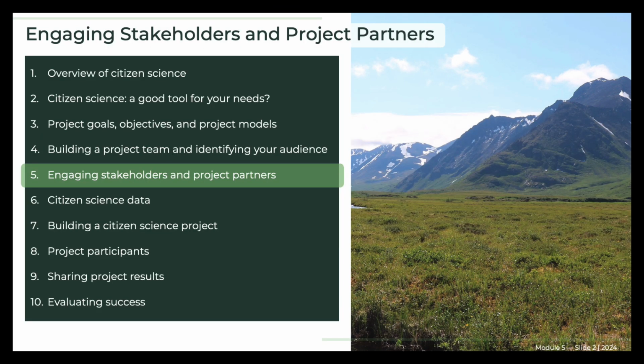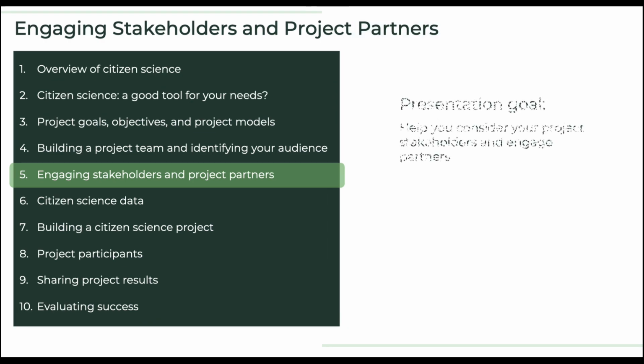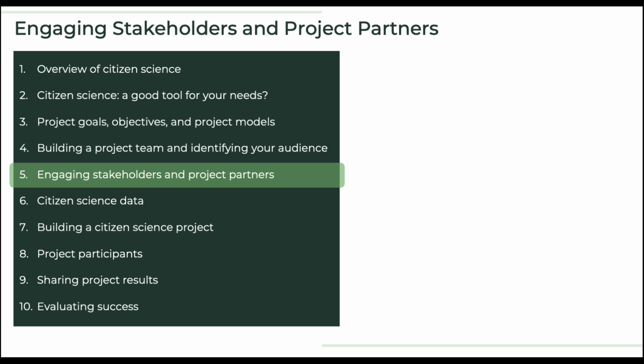This is the 5th module in our 10-module series. Module 4 discussed identifying the team members who will design and implement your project and explored your project audience, the group of individuals with whom you wish to work. This presentation focuses on expanding your project team by working with stakeholders and partners to achieve scientific and resource management objectives for parks, forests, grasslands, refuges, or similar lands and protected waters, and it fits within our 10-part series here.